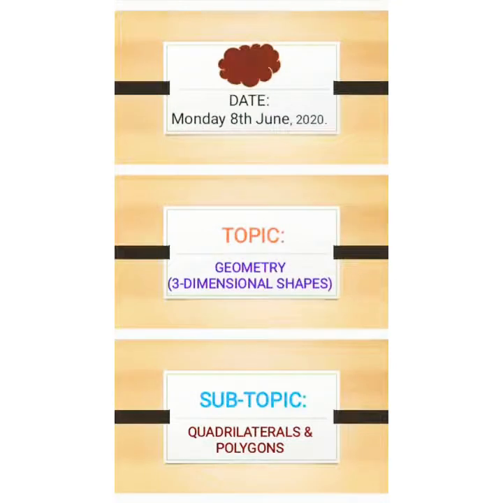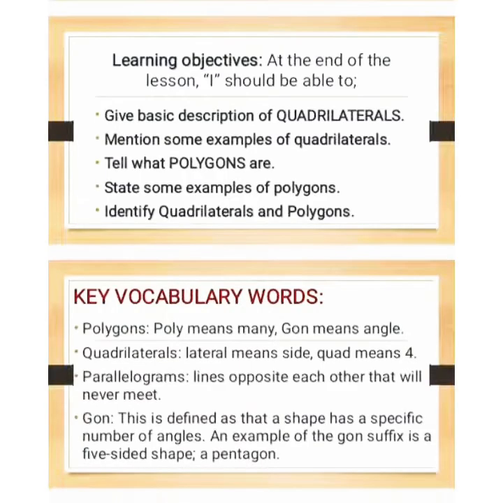Now, today's date is Monday 8th June 2020, and the topic before us is geometry, three-dimensional shapes. We have a subtopic. The subtopic is quadrilaterals and polygons, and that's what we are looking at today. Thank you. And today we have our learning objectives.